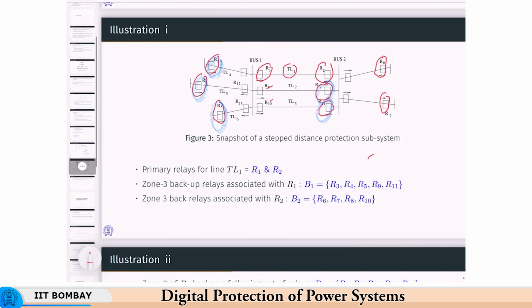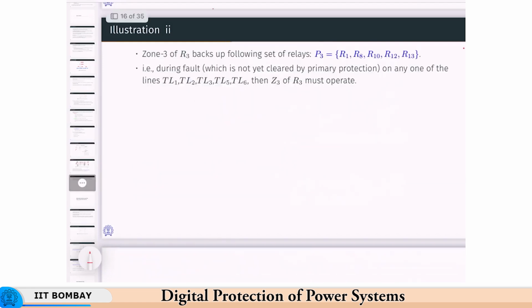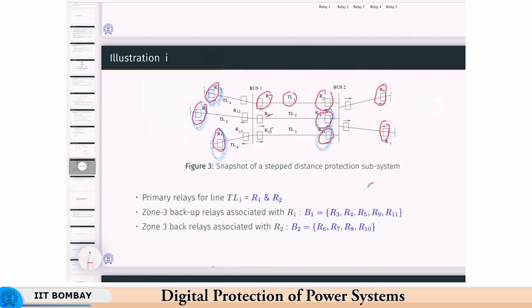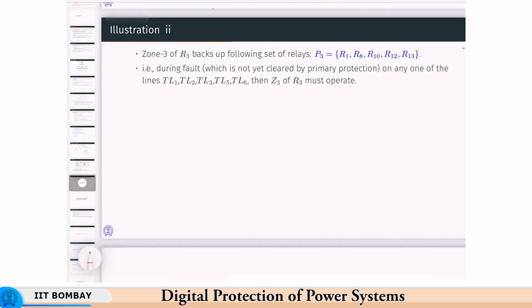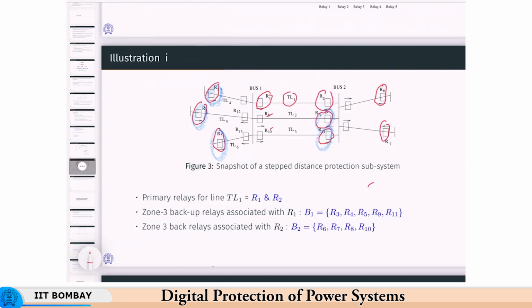Okay. So, also on the other hand, if you take one relay, so this is the line kind of approach. If you take R3, then it is acting as backup for R1, R8, R10 and R11, R12 and R13, okay, of these 2. I could not find those. Okay. I will just rub them out to make it more clear.